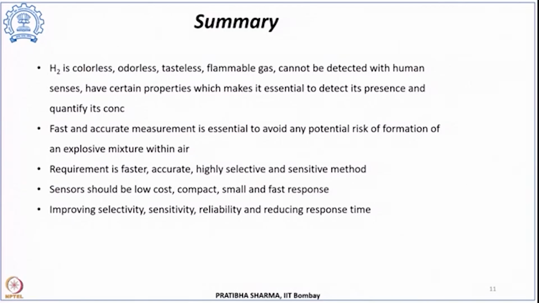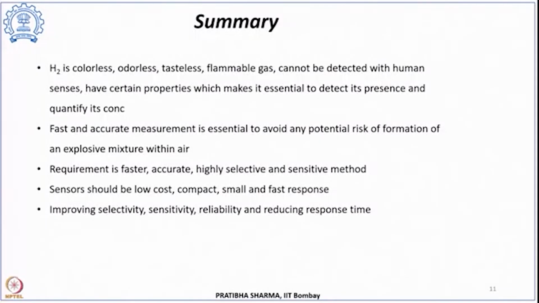So the required properties for a sensor are that they should sense fast, they should sense accurately, they should be highly selective and sensitive, and there should not be any false signals from the other gases. These sensors are required to be low cost, compact, small and fast, and they should have a faster response. So the research is dedicated towards improving their selectivity, sensitivity, reliability and reducing response times. The other types of sensors we will see in the next class.